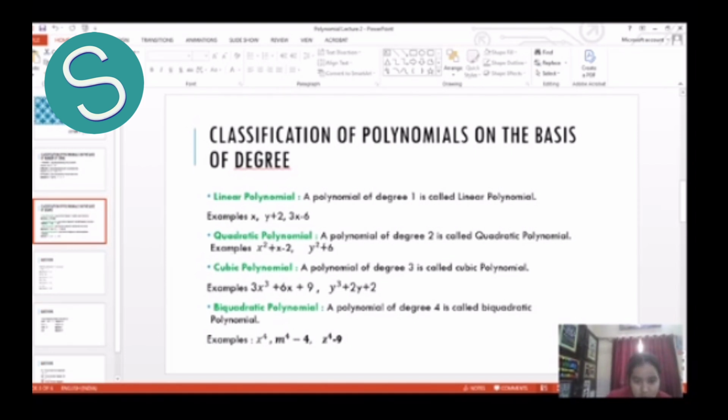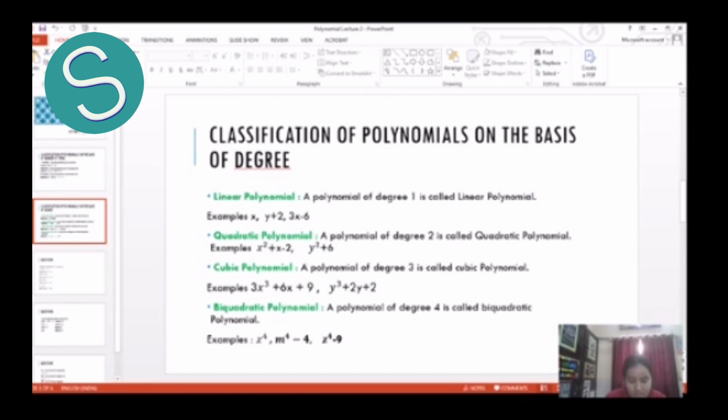Second is quadratic polynomial. So a polynomial of degree 2 is called quadratic polynomial. So in this example x square plus x minus 2, यहाँ पे x is our variable जिसकी highest power 2 है तो 2 is our degree, that is why it is quadratic polynomial. So y square plus 6 is also quadratic क्योंकि इसकी highest power जो है वो 2 है.